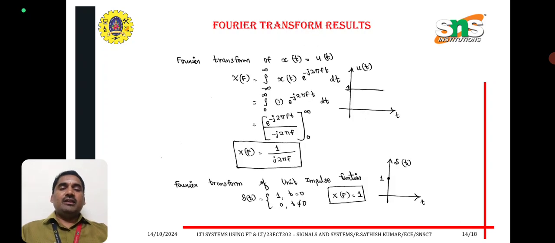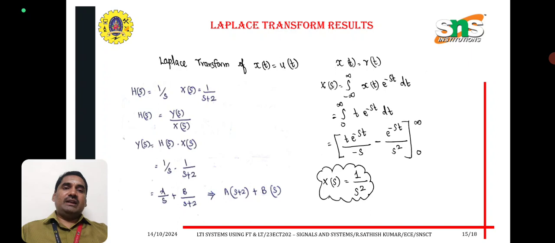Now we can see the Fourier transform of x of t is equal to u of t. X of f is equal to the integral from minus infinity to plus infinity of x of t into e power minus j 2 pi f t dt. While applying the unit step signal, we can get x of f is equal to 1 divided by j 2 pi f. Now we apply the Fourier transform to the unit impulse function. Therefore, x of f is equal to 1. Del of t is equal to 1 for t equal to 0, 0 for t not equal to 0.